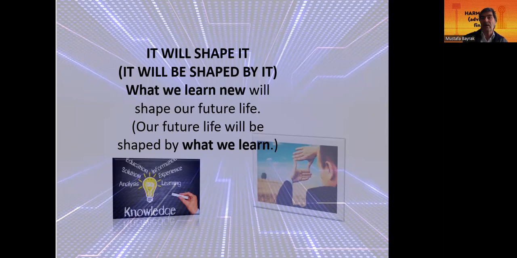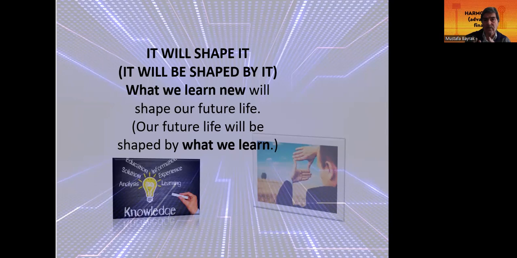Okay, so you can make all kinds of sentences: to be sentences, modal sentences, action verb, tense sentences. For example, what we learn new is important. What we learn new must shape our future life. Okay. What we learn new will certainly shape our future life. What we learn new will shape our future life. Active sentence.